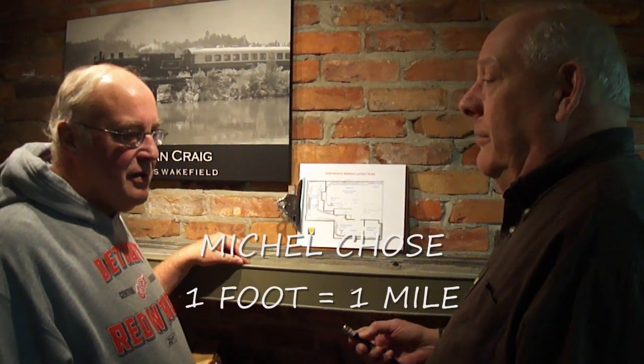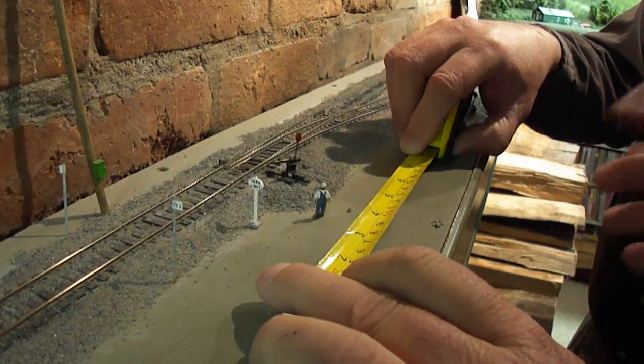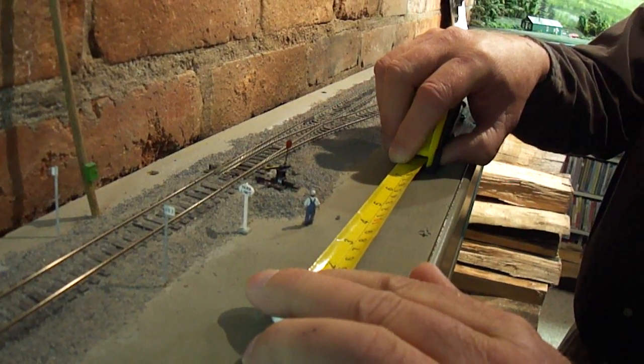And how big are the miles that are on these mileposts? Yes, I chose to do a very simple thing: 1 foot of the layout is 1 mile. Okay, so you take a tape measure. Let's do that. We're going to start at the 193 feet mark.